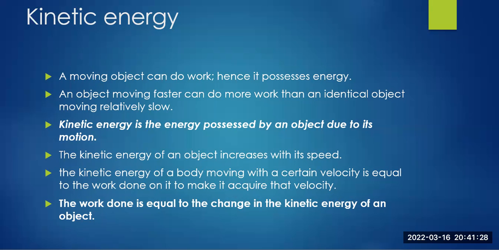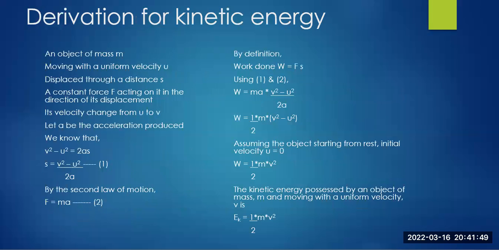The kinetic energy of a body moving with a certain velocity is equal to the work done on it to make it acquire that velocity. This is an important point, that the work done is equal to the change in the kinetic energy of an object. Okay. Next, we move on to the derivation for kinetic energy.